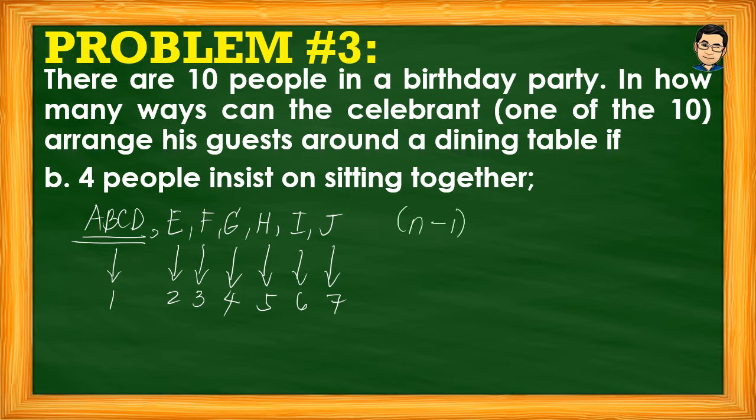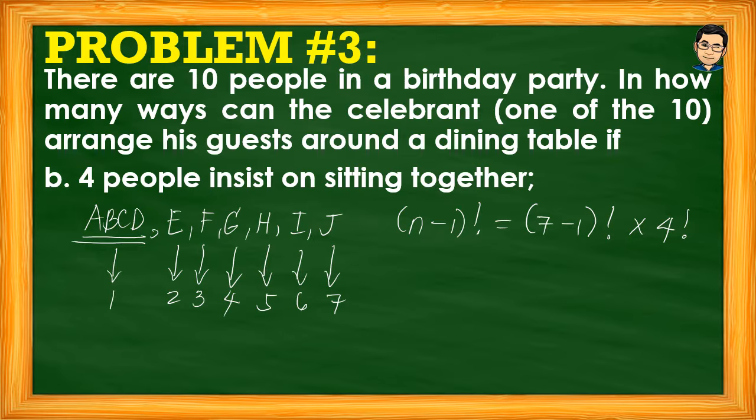Quantity of n minus 1 factorial. So, that is 7 minus 1 factorial. And then, i-multiply natin sa 4 factorial. So, sir, bakit po natin i-multiply sa 4 factorial?